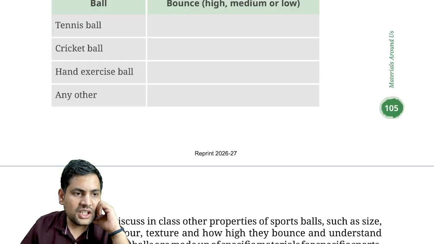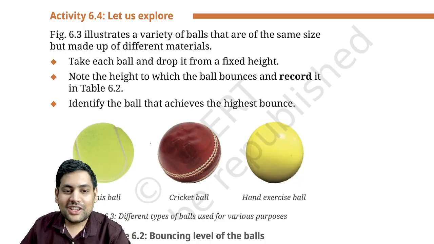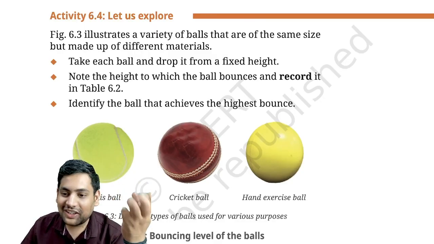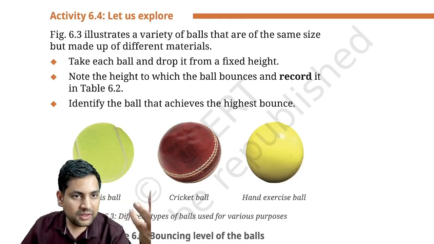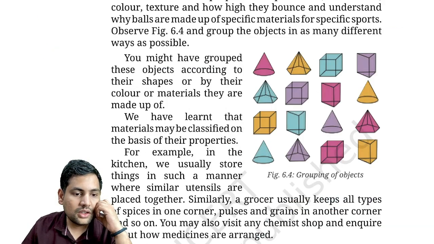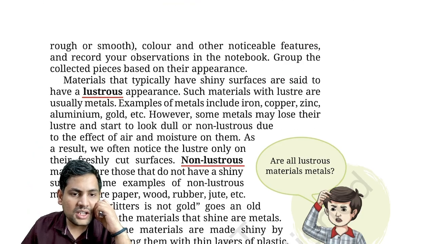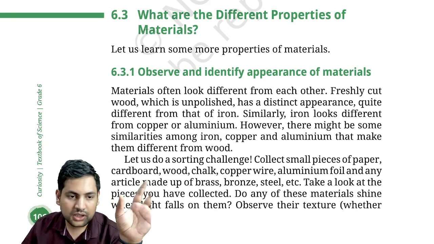Next thing you see here, it talks about different kinds of balls. This is a tennis ball, then this is a cork ball, we used to call it, or leather ball. Then this is a hand exercise ball, the stress releaser ball. So all these are balls similar in shape but made up of different materials. Now it starts talking about different properties of material on which you can group them, correct?